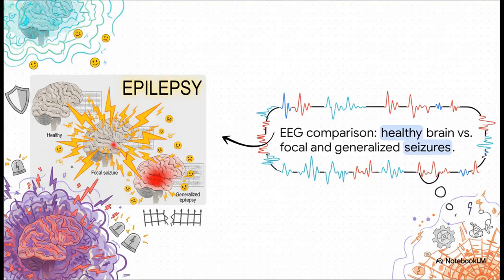And this image, wow, it just shows you exactly what that electrical storm looks like on an EEG. Up top, you've got a healthy brain. See those nice, calm, regular waves? Now look at the middle one. That's a focal seizure. You can literally see this chaotic burst of high-energy spikes erupting in just one part of the brain. And then down at the bottom, that's a generalized seizure. The storm is everywhere, across the whole brain at once.